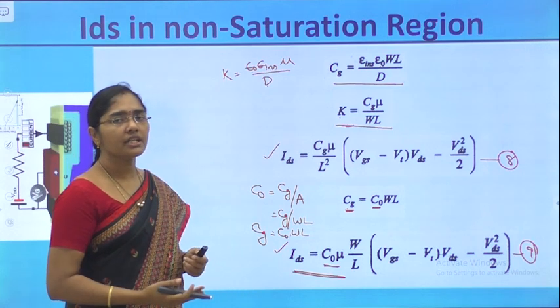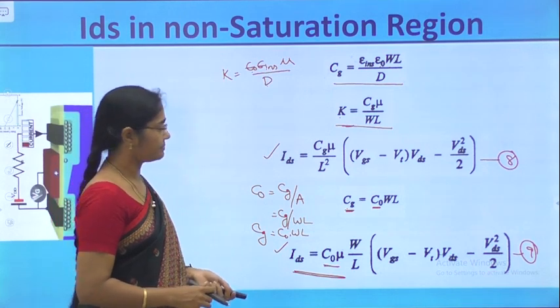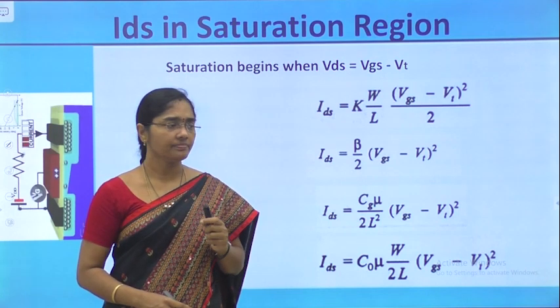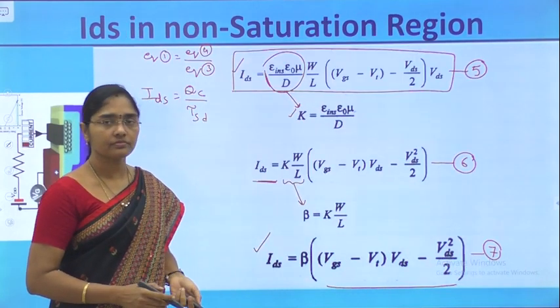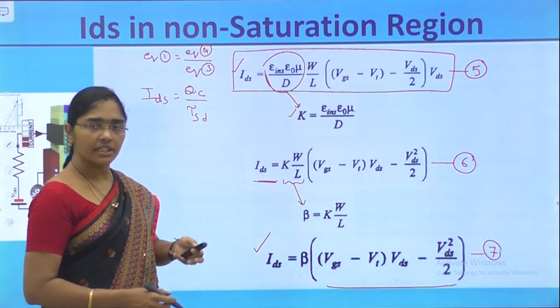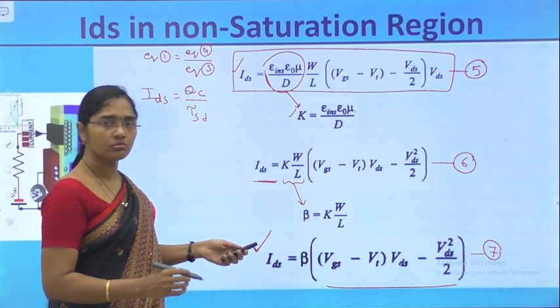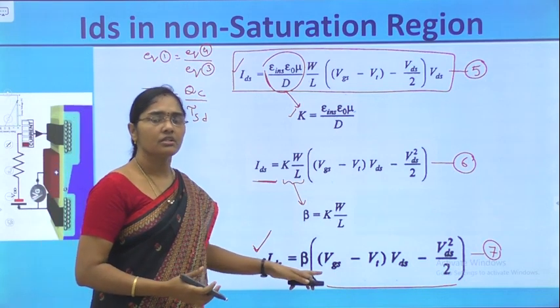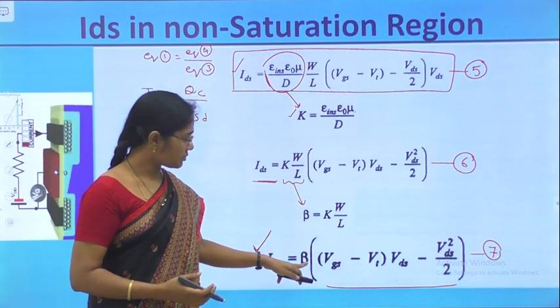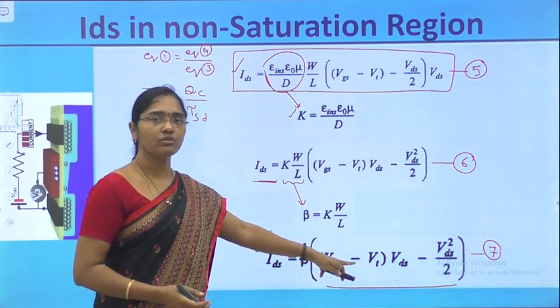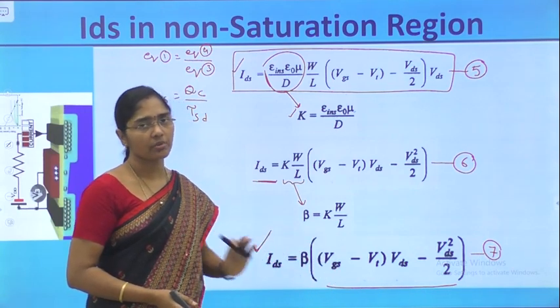Now, let's find the current in the saturation region. We have already seen the non-saturation region. The current in the non-saturation region is IDS. To remember it simply and pronounce it easily, this equation is better to remember: IDS = beta into (Vgs minus Vt) into Vds minus Vds square by 2.